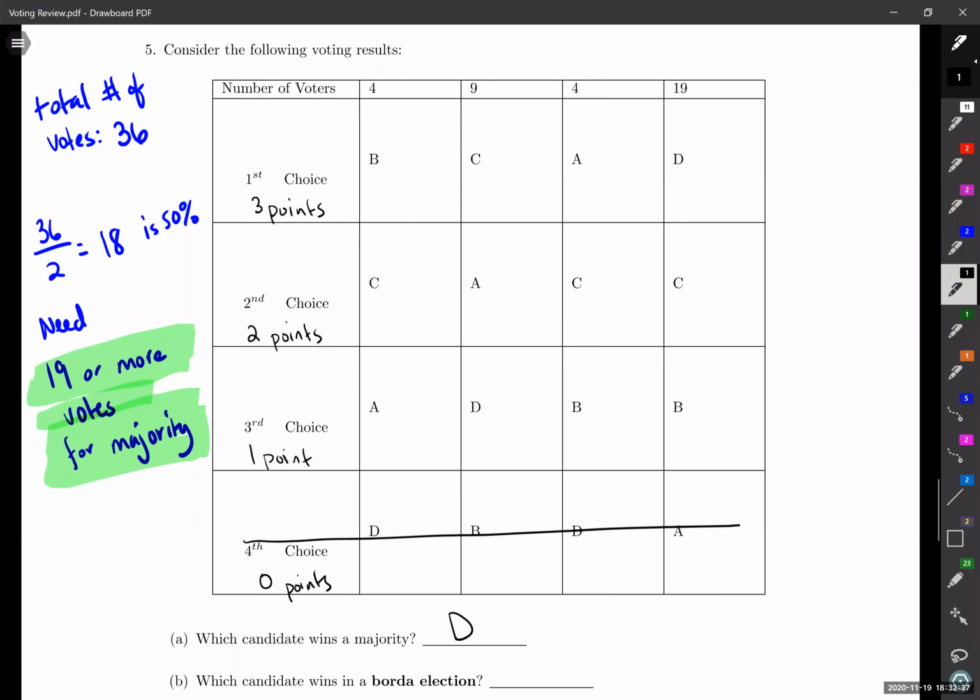We then give that number of points per vote in that category. So we have 3 points given to these 4 voters, 3 points given to these 9 voters, 3 points given to these 4, 3 points given to these 19. Give everybody a moment to fill in their table.